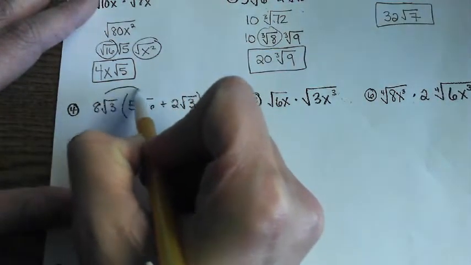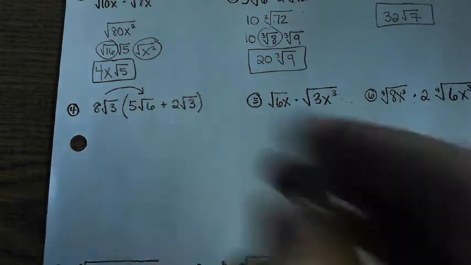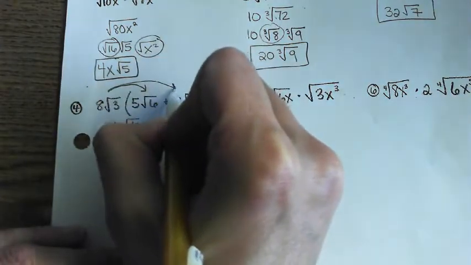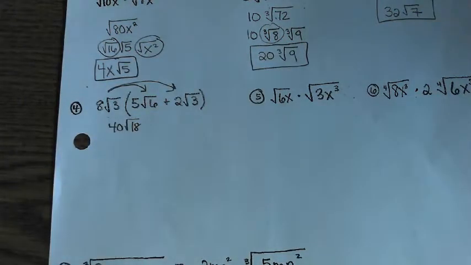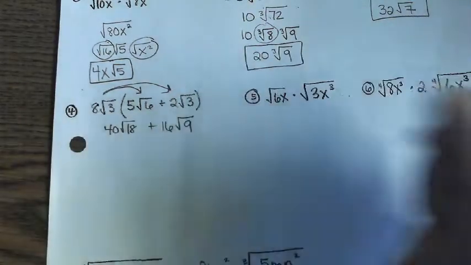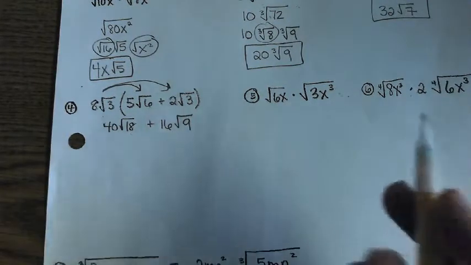So 8 root 3 times 5 root 6. What do you think that is, Jake W? 40 radical 18. And the next distribution, Jake O. 16 radical 9. Good. So now, how am I going to break down root 18? What do you think, Tori?